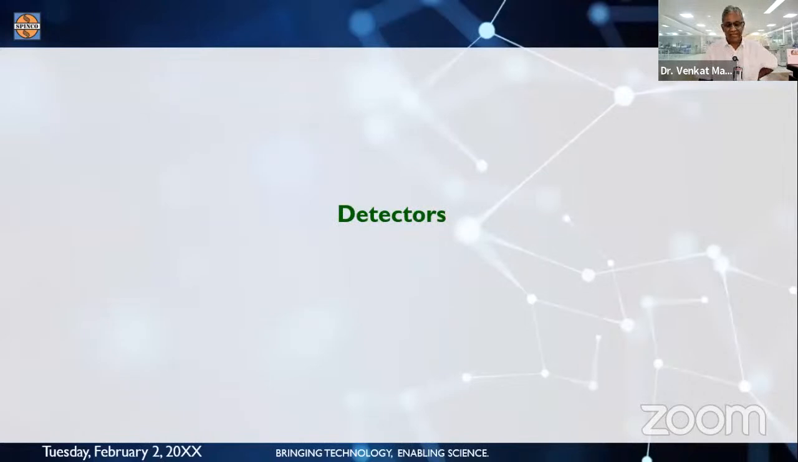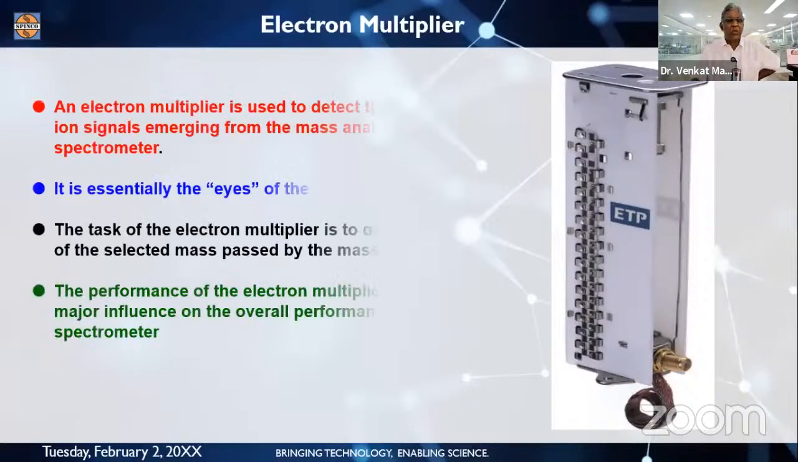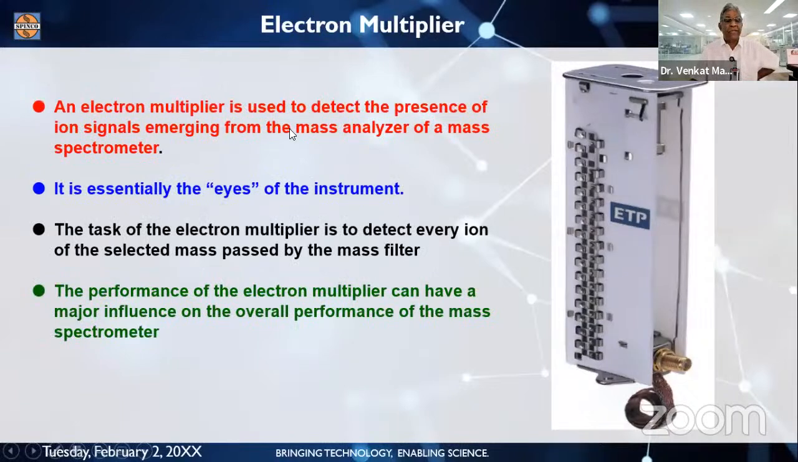What is a detector? Very simple. Electron multiplier. What does it do? It is used to detect the presence of ion signals emerging from the mass analyzer of a mass spectrometer. It is the eye of the instrument.